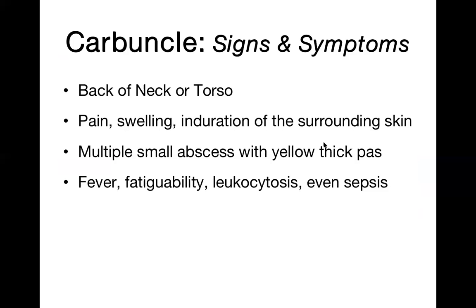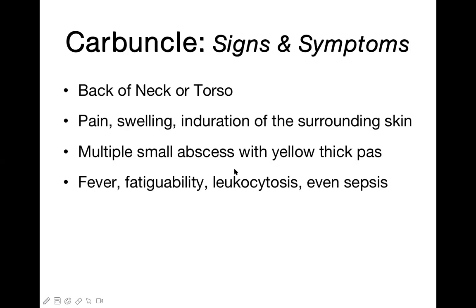Now what are the common signs and symptoms of carbuncle? They are present on the back of the neck or torso. Torso means body, so they can be found on the back of the body as well. Pain, swelling, and induration of the surrounding skin is a very important feature, because this is infection. Okay, and most of these infections are caused by Staphylococcus aureus. Induration is caused by edema of that part of the skin. If I feel that indurated area, it feels very firm to hard.